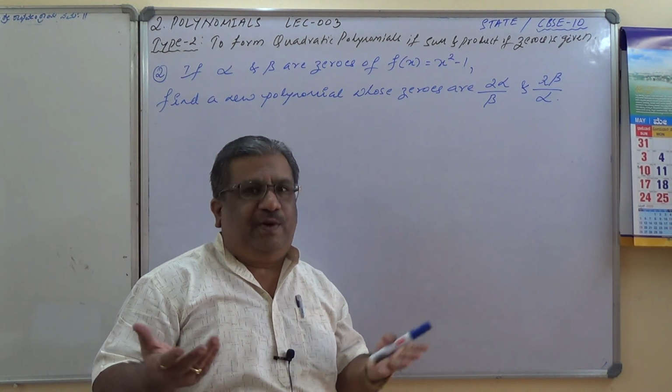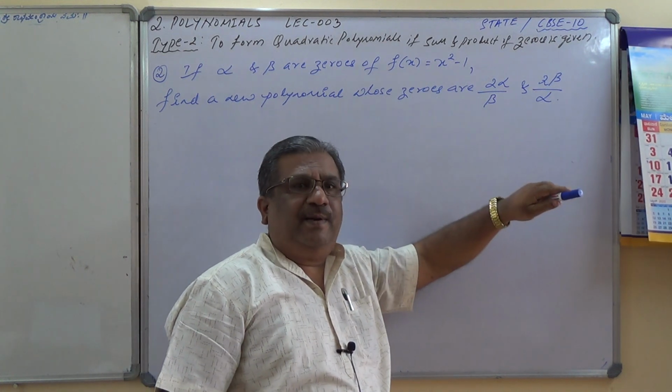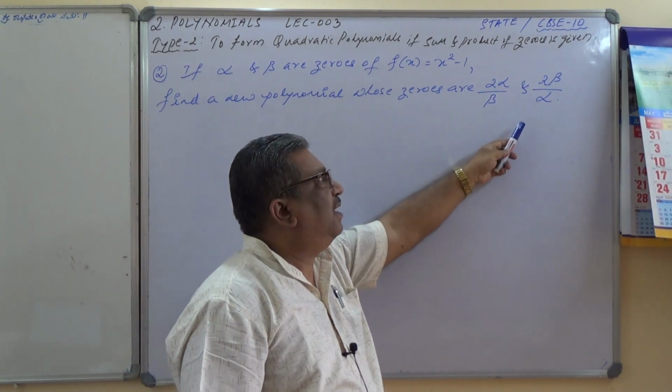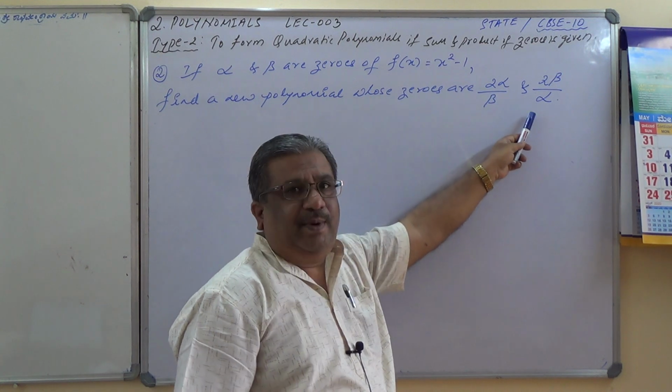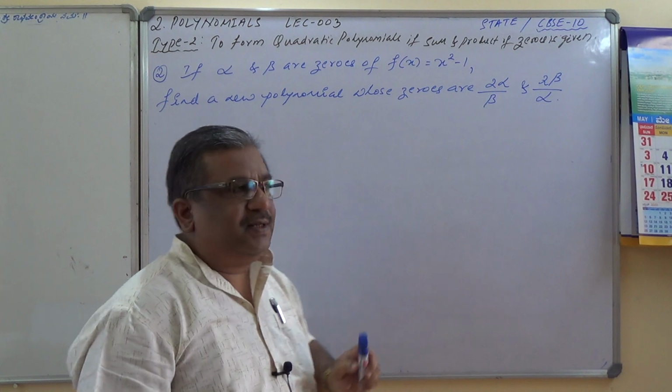The name could be g of x, isn't it? But in order to find out alpha dash plus beta dash or alpha dash into beta dash, I must know the values of alpha and beta, for which this equation helps us. You understand? So let's see here.